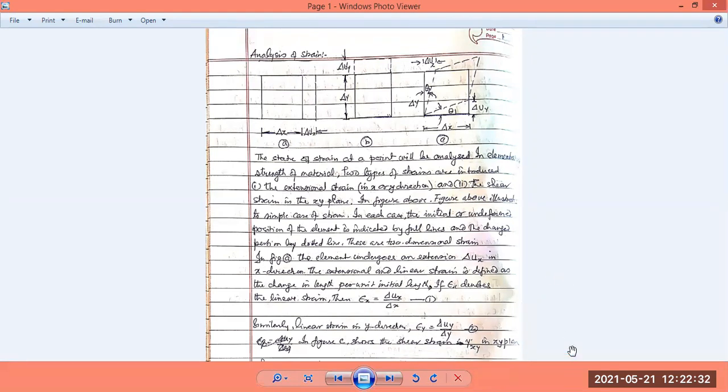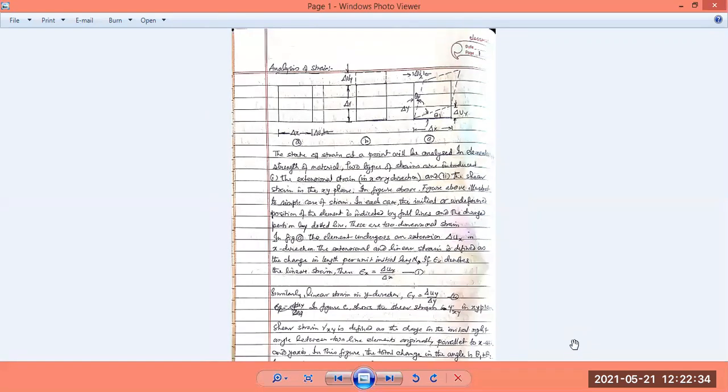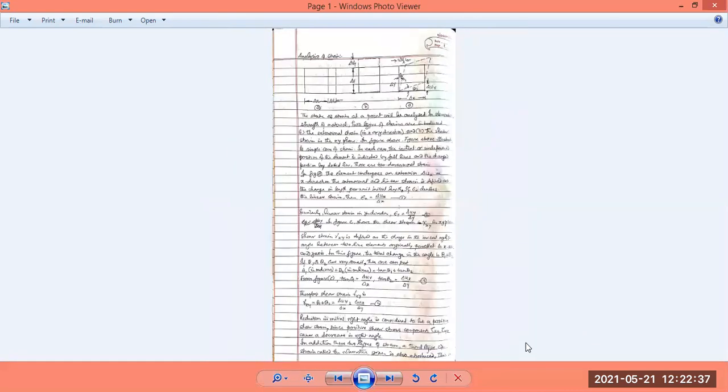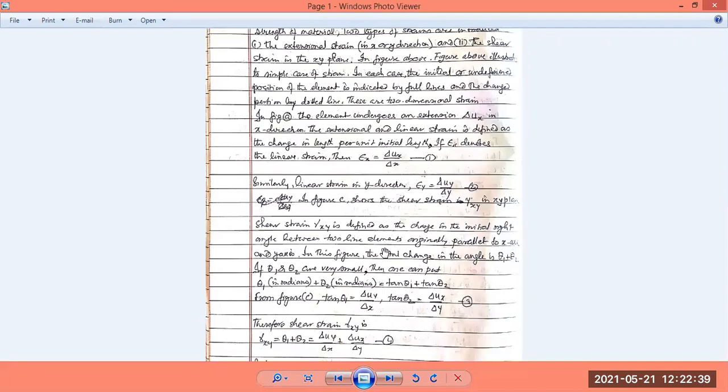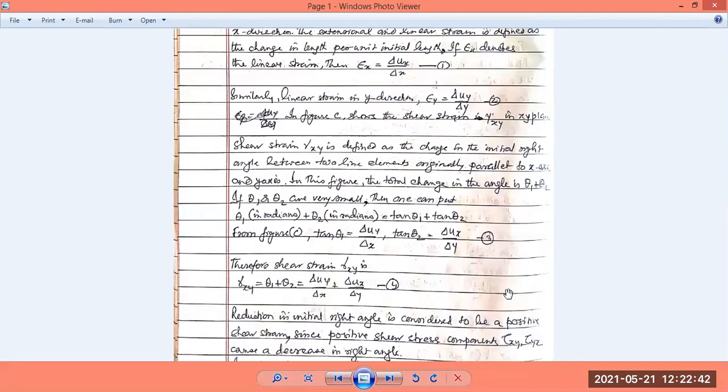Figure C shows the shear strain gamma xy in the xy plane. What is the shear strain gamma xy? It is defined as the change in the original right angle between two line elements originally parallel to the x-axis and y-axis. In this figure, the total change in the angle is theta 1 plus theta 2.